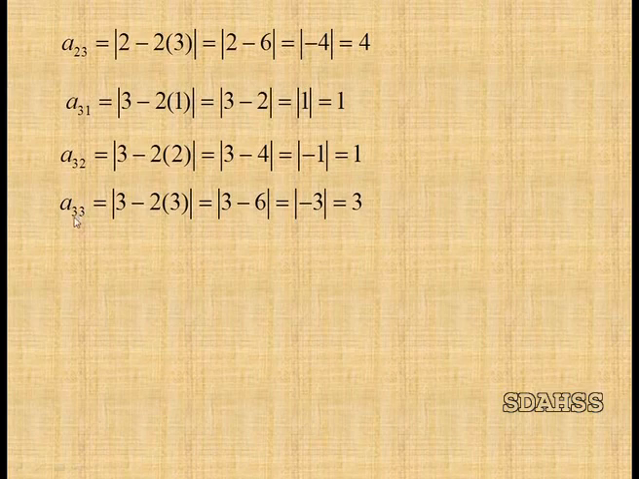A33. Substitute i equal to 3, j equal to 3, which is equal to modulus of 3 minus 2 into 3, equal to modulus of 3 minus 6, equal to modulus of minus 3. Modulus of minus 3 is 3.